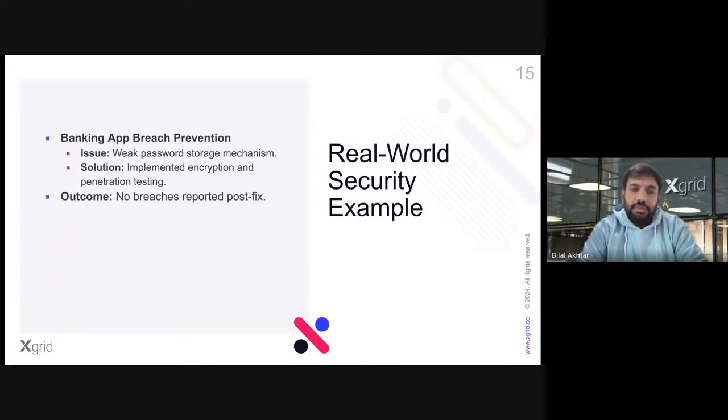So basically, the example given here is also of a banking app, with the issue being a weak password storage mechanism. So we can use multiple passwords, involving special characters and alphanumeric characters in the passwords. Solution: implemented encryption and penetration testing. Outcome: no breaches reported post fix.